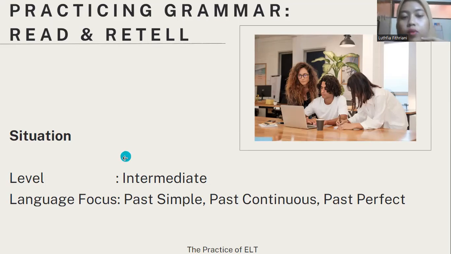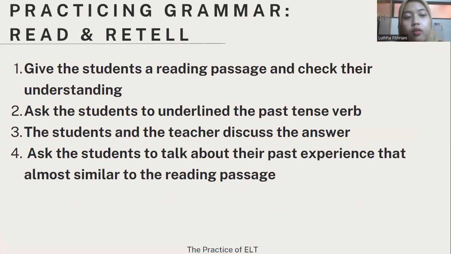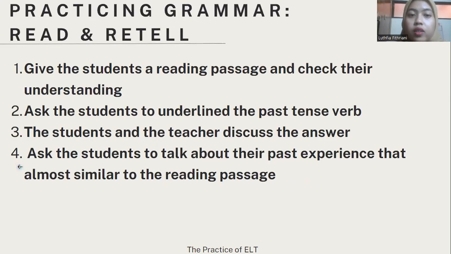So imagine that we will teach intermediate students, and the language focus that we will teach is simple past, past continuous, and past perfect. First step is give the student a reading passage and check their understanding. After that, ask the student to underline the past tense verbs. When the students finish underlining the past tense verbs, the students along with the teacher discuss the answers. And then the teacher can ask the students to talk about their past experience that is almost similar to the reading passage. So that is about read and retell in practicing grammar to the students.